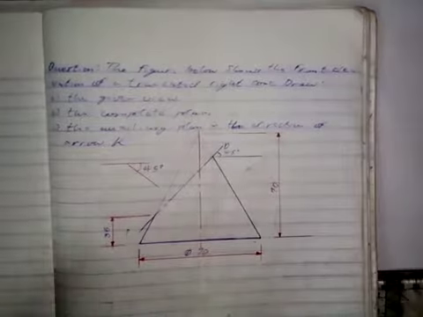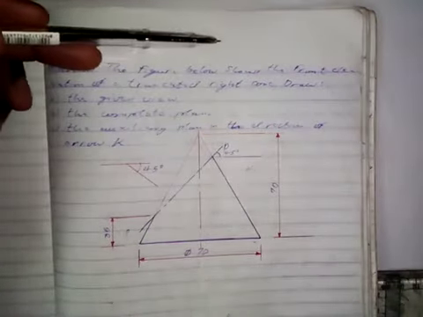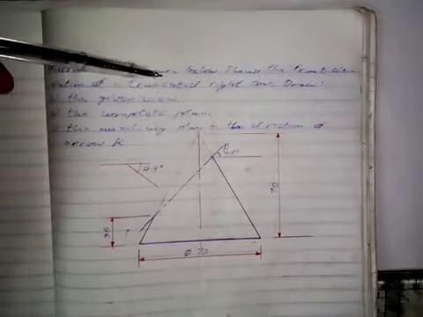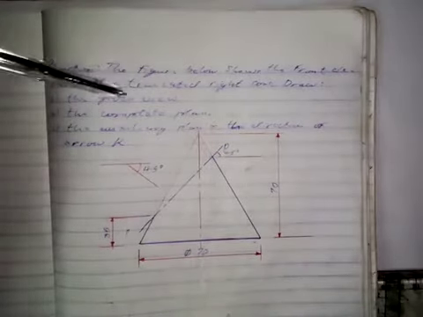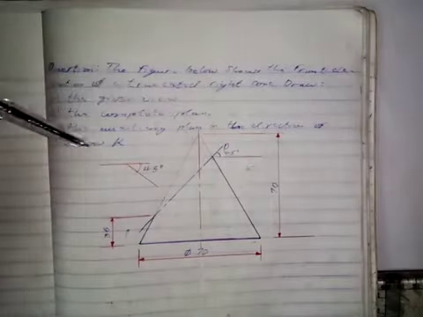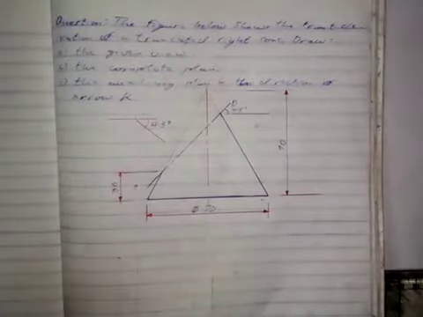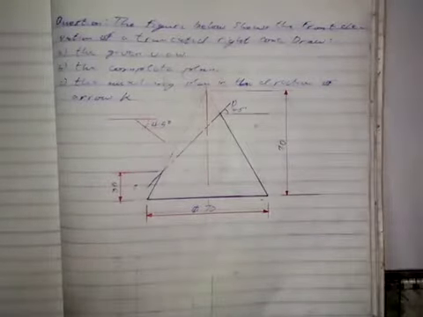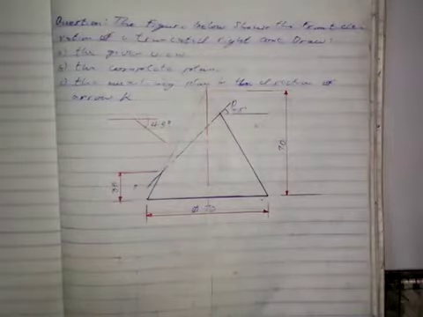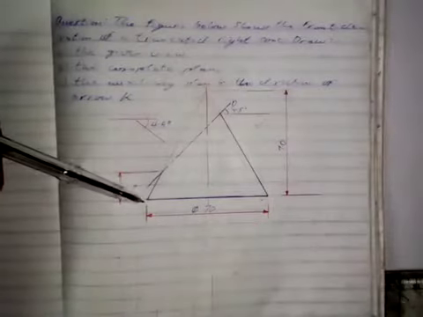Now this is the problem that I want to work on. As we have here, the figure below shows the front elevation of a truncated right cone. Draw the given view, the complete plan, and the auxiliary plan in direction of ROK. So what we want to do here is to draw the given view as we are instructed, draw the complete plan, and draw the auxiliary plan in direction of ROK.